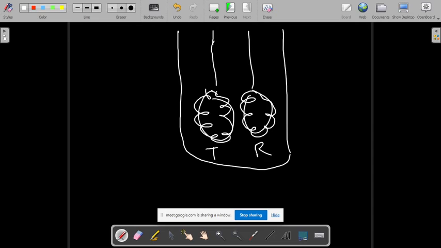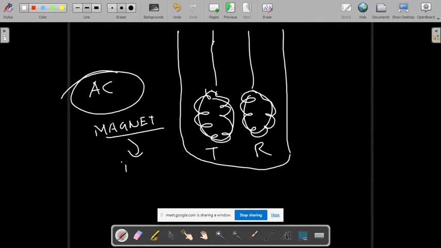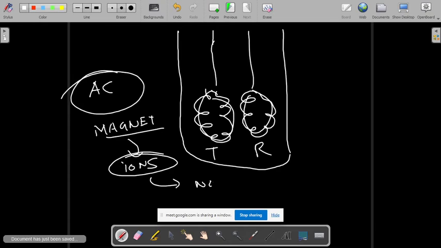Okay, so in the transmitting coil, they will apply an AC signal. Because of this AC signal, it will create a magnetic field. This magnetic field is going to make your ions move. So this magnetic field is going to influence your ions. This movement of ions in turn creates another new field. This field will induce a current in the receiver coil.